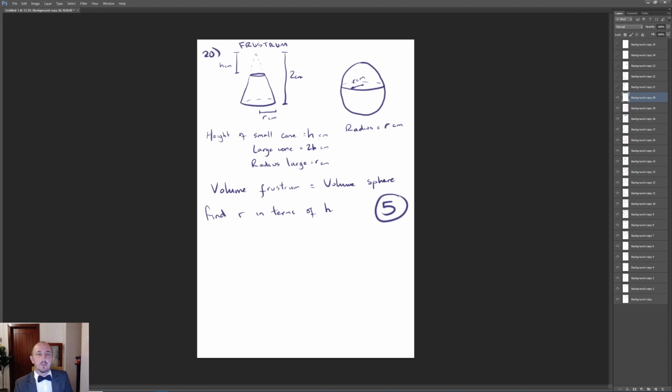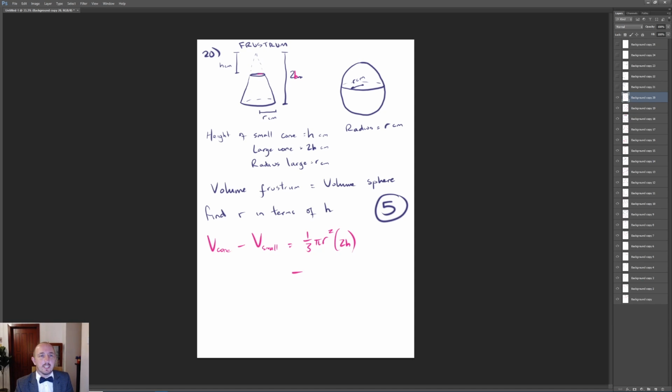Question 20 was the frustum question. To work out the volume of the frustum, we had to do the volume of the big cone minus the volume of the small cone. So how do we find out the volume of the cone? We're going to do 1/3 pi r, because the radius is r, squared times the height. So that's 2h, and sorry, that should be 2h centimeters in there. And then we're going to subtract the volume of the small one.